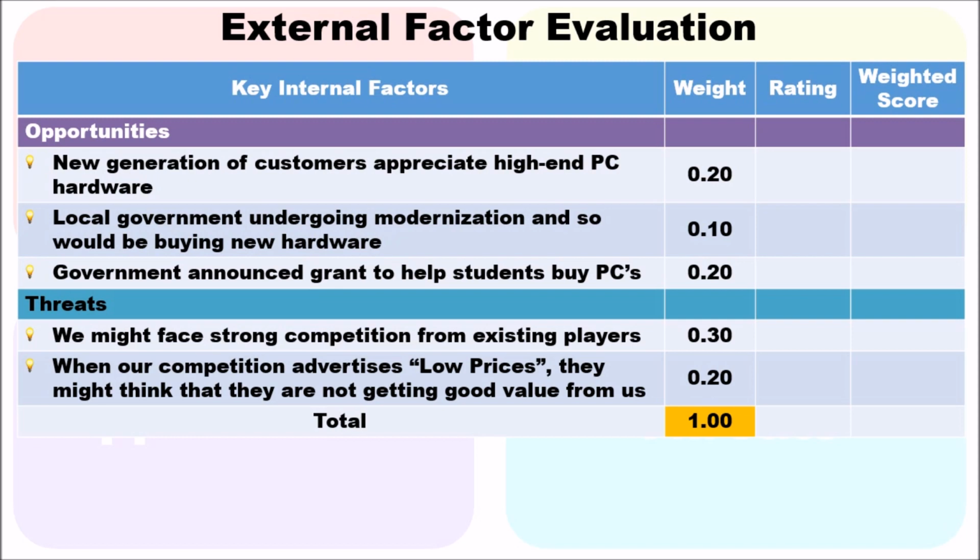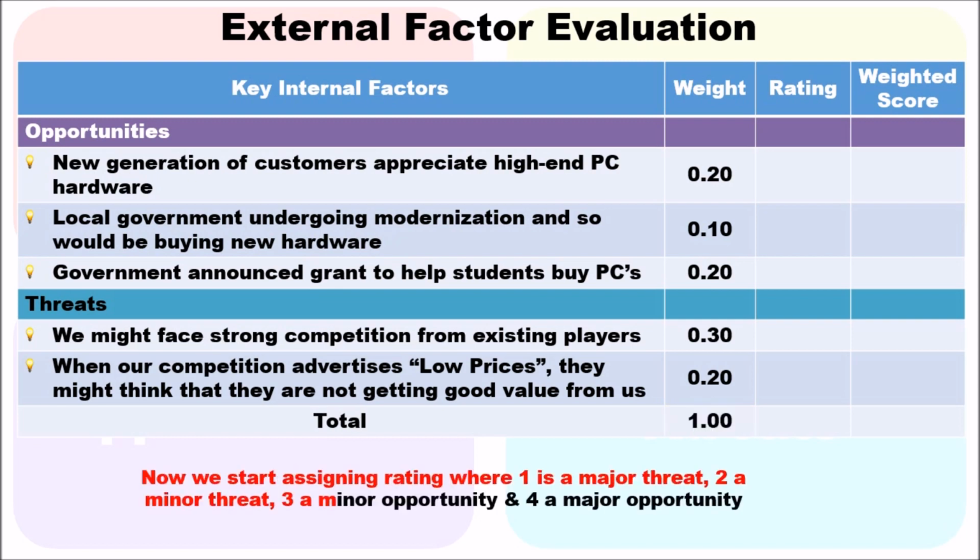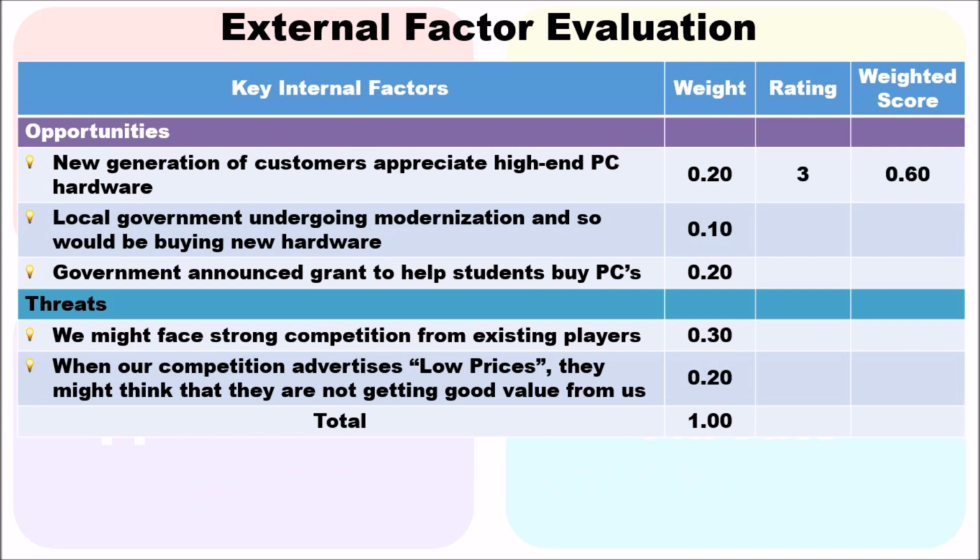Now we'll give each a rating. Like I said before, 1 is a poor response, 2 is an average response, 3 is an above average response, 4 is a superior response. So, new generation of customers appreciate high-end PC hardware. The response that we say is a 3. So 3 multiplied by 0.2 is 0.6. Local government undergoing modernization, we give that a 3, so 0.1 times 3 is 0.3. The government announced grant to help students buy PCs, we'll give it a 4, so 0.8.